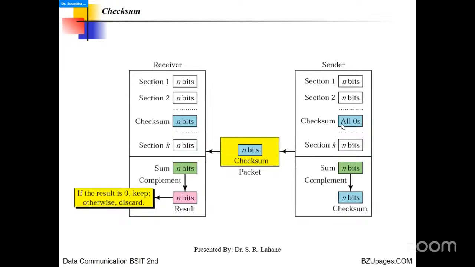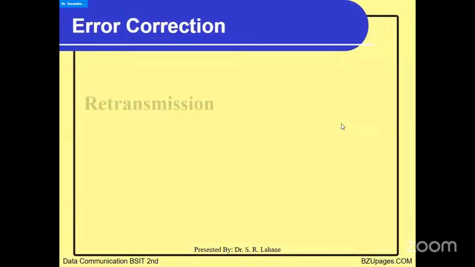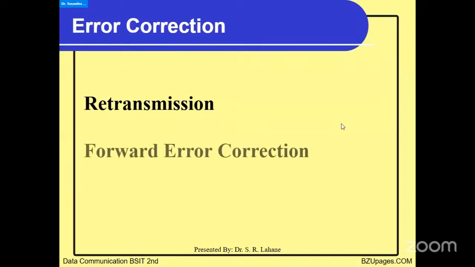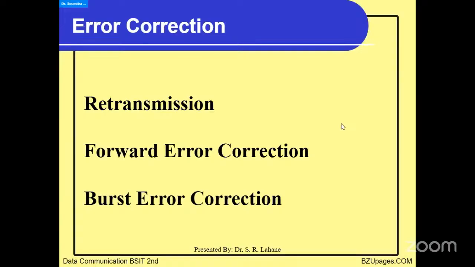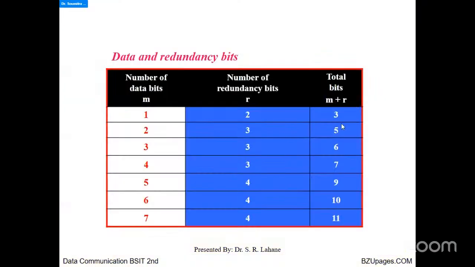If the remainder is non-zero, then the data bits are rejected and we perform the same process again. Then error detection, retransmission: we have to retransmit the data. Once the error is detected, then a forward error correction method will be there. Then a burst error correction method will be there.